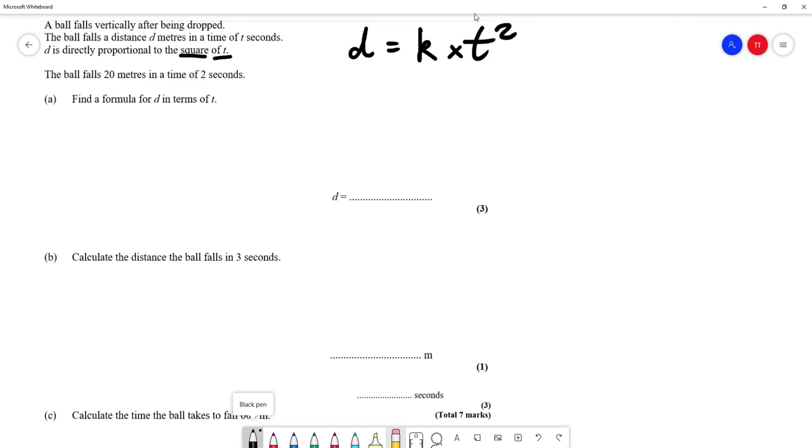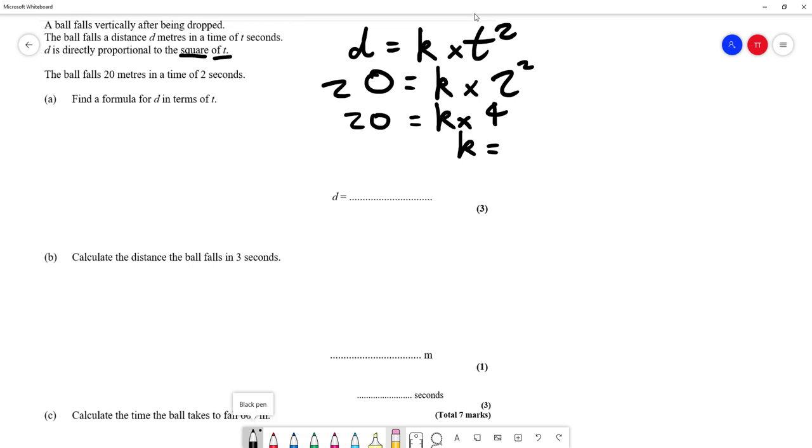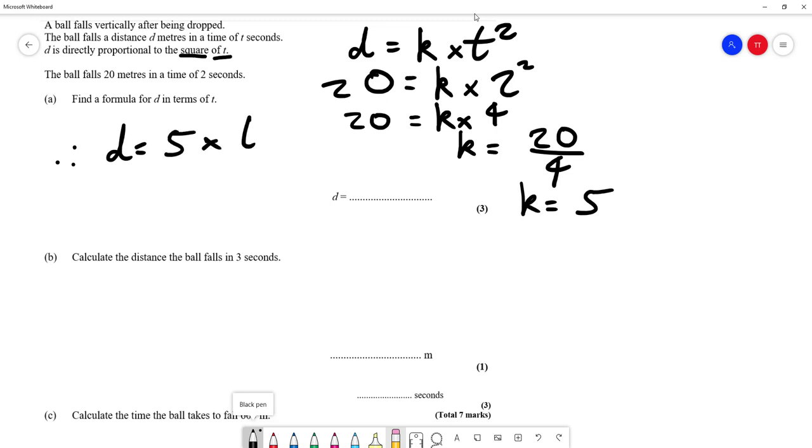Very, very important here. So once you've got that correct, then we can substitute the values in. Now, the ball falls 20 meters, that's the distance. We don't know what k is, and the time is 2, so it's got to be 2 squared. So that's going to be 20 equals k times 4. Don't forget the opposite of times is divide. So we do 20 divided by 4. So k equals 5. So therefore the formula we require is d equals 5 times t squared.